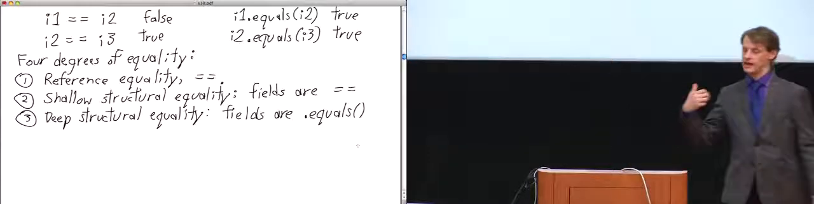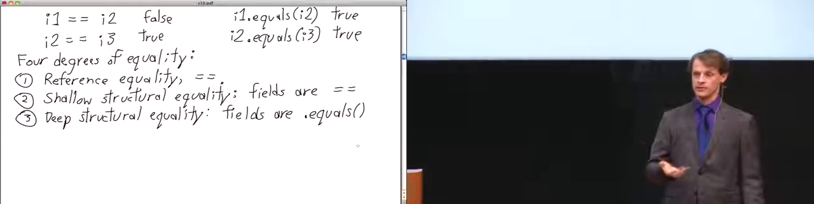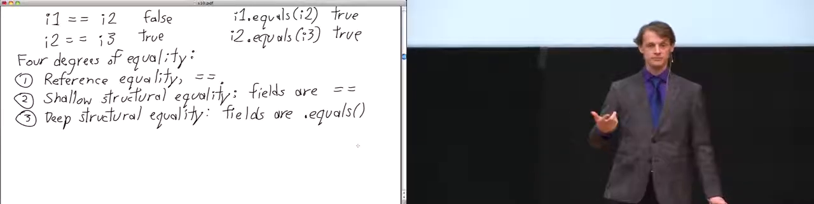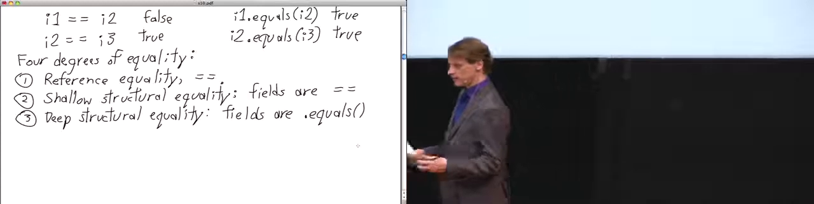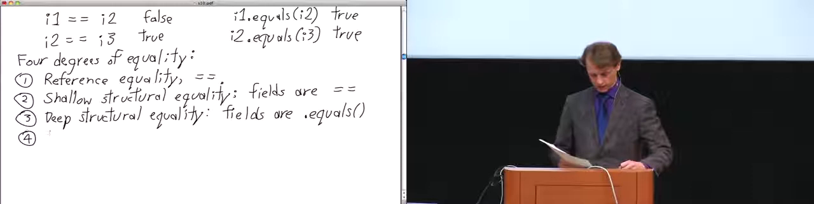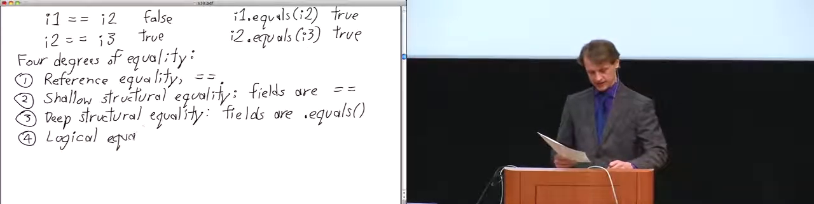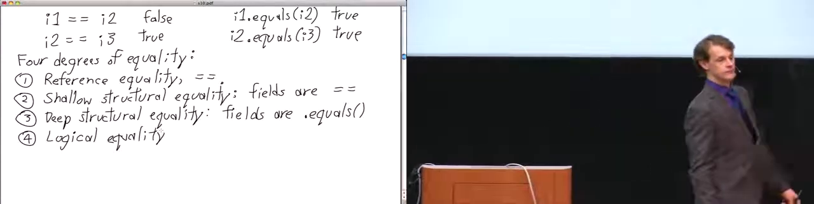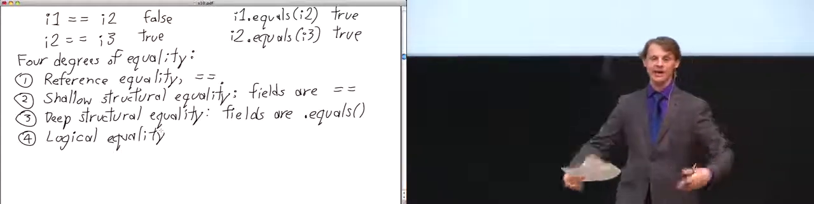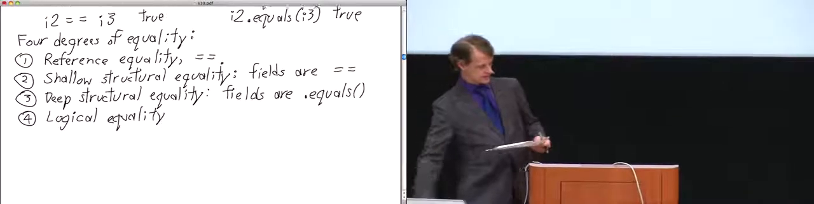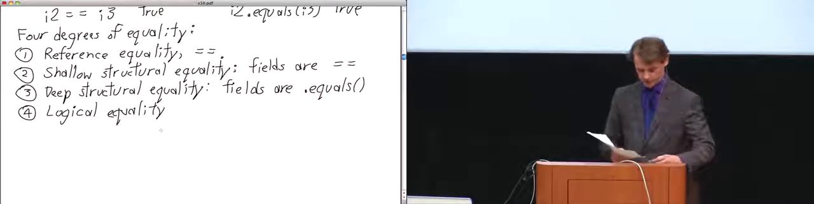But the main point is that deep structural equality tests whether 2 lists have the same content, like the same numbers. It doesn't test whether they both start with the same node in memory. There's also a 4th degree of equality, which is a bit more fuzzy because it really varies from class to class, and we call it logical equality. And logical equality means that you actually ask, what is the meaning of my data structure? Do 2 different data structures have the same meaning?